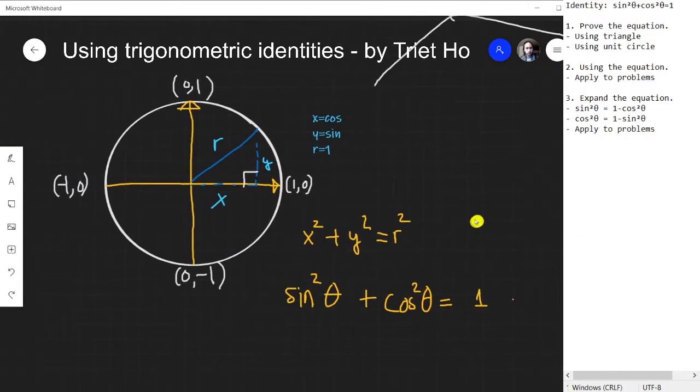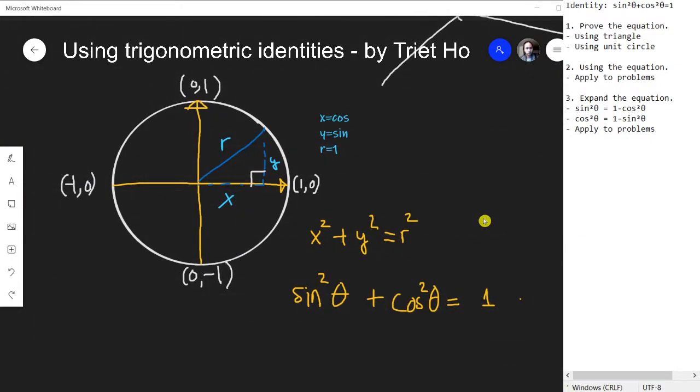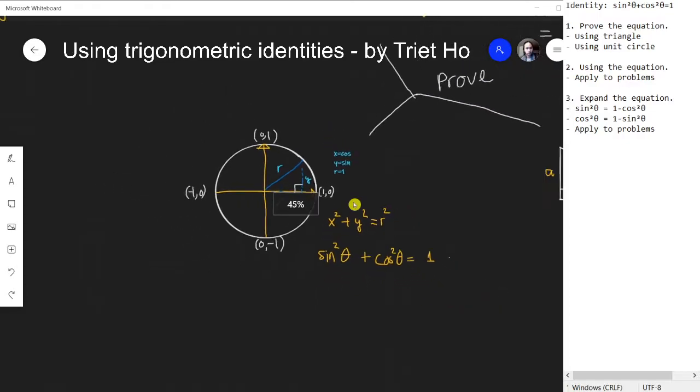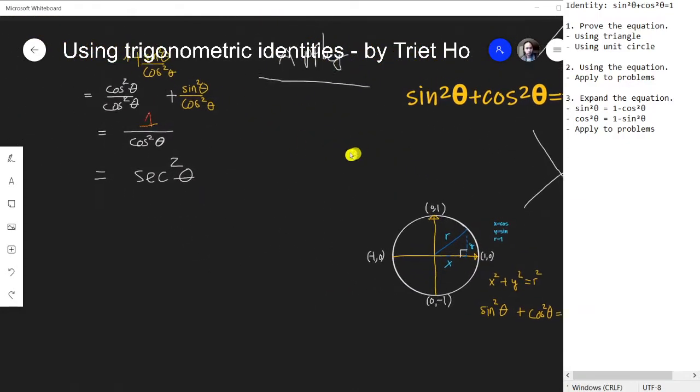Another way to prove it is to use the unit circle. On the unit circle, you know x is equal to cosine, y is equal to sine, and the radius is equal to 1. So you draw the right triangle here, and x squared plus y squared is equal to r squared. Or in other words, sine squared theta plus cosine squared theta equals 1. So that is two ways to prove this equation.